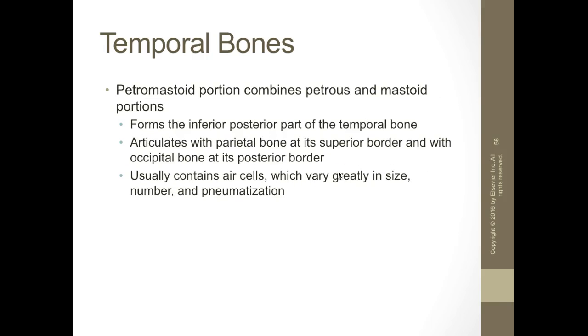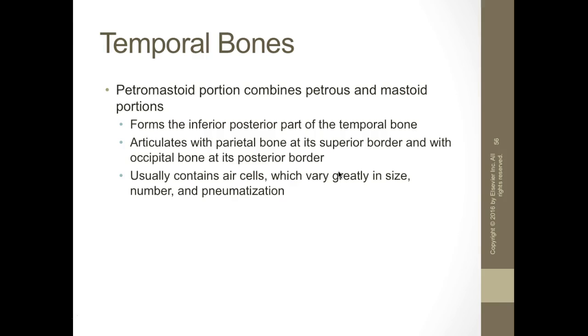That's important when you get to sectional anatomy. All right, the petromastoid portion combines petrous and mastoid portions. It forms the inferior part of the temporal bone. It articulates with the parietal bone at its superior border and with the occipital bone at its posterior border.